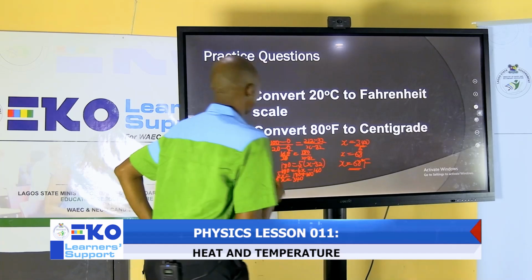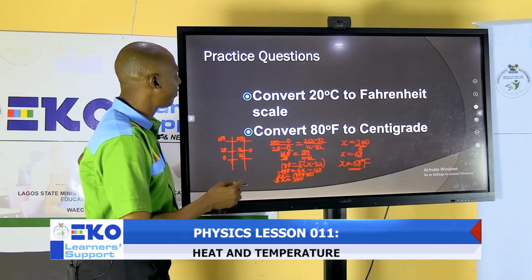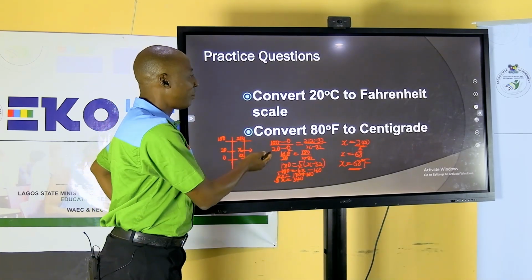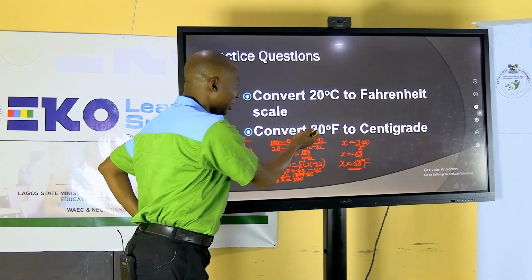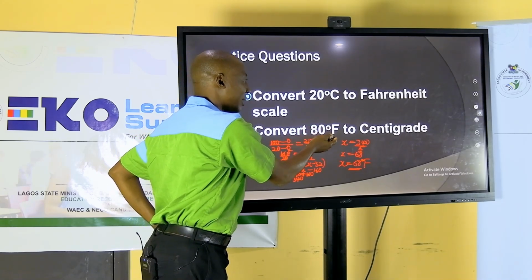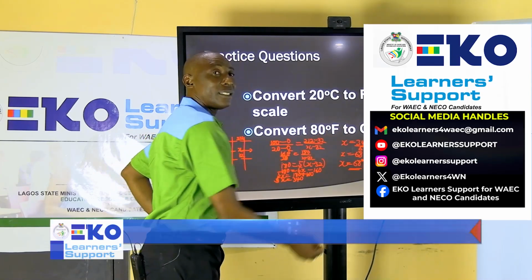You can use this method to also solve practice question number 2. That means you work between Fahrenheit scale and centigrade.